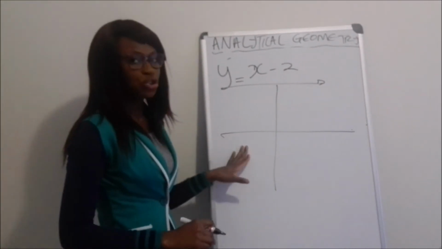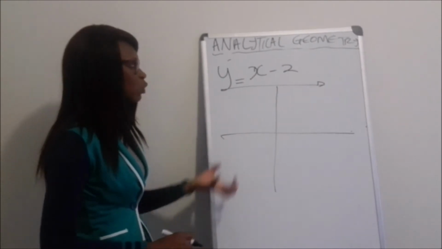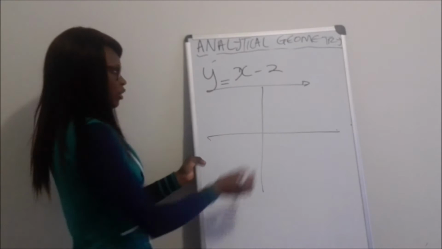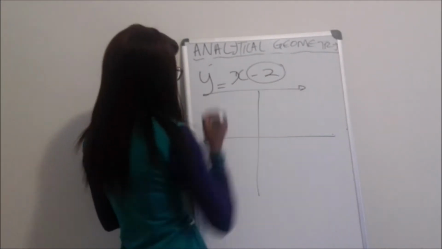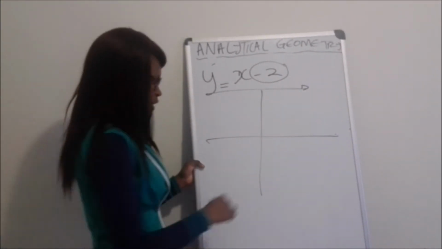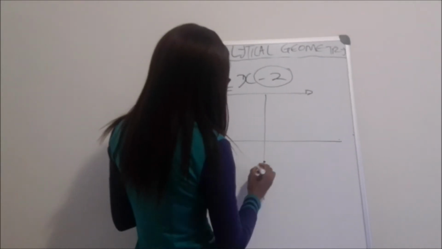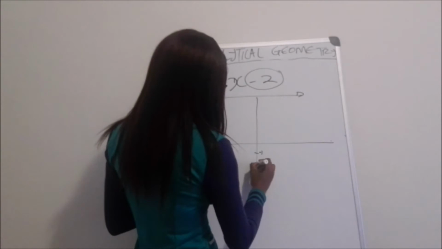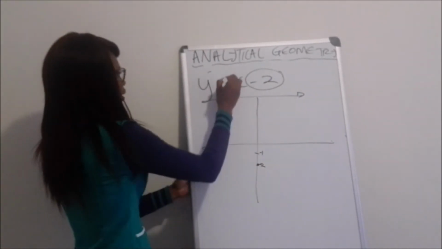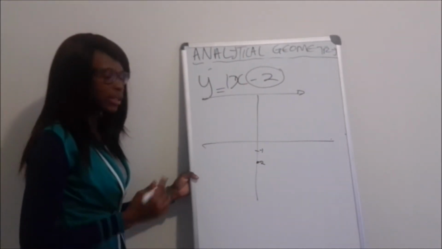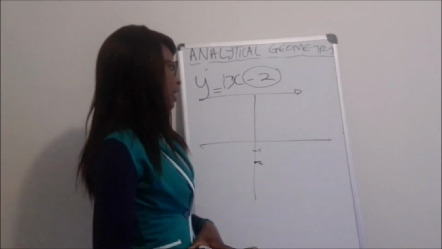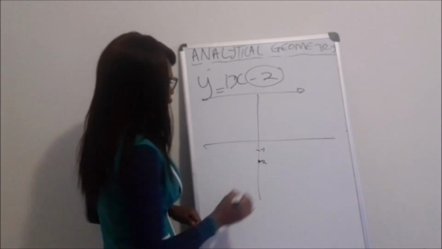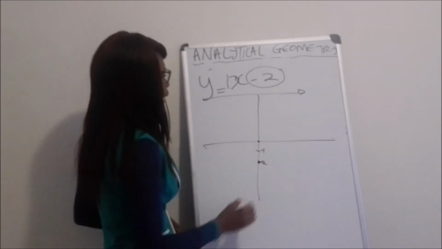For this one, I will draw it so that you can have an overview of how it looks. For this question, our y-intercept equals -2. So this is -2, which is our y-intercept, at the point (0, -2). The gradient for this equation equals 1, an invisible 1 in front of x.